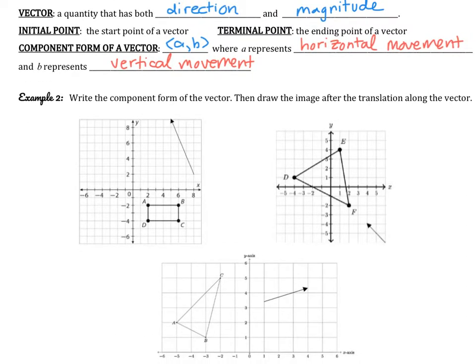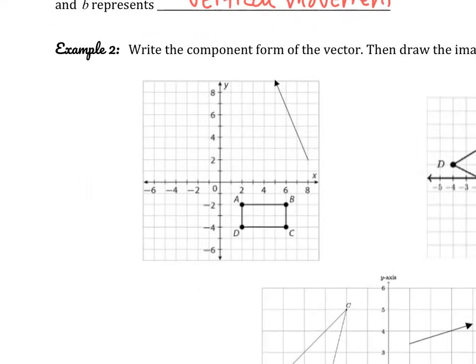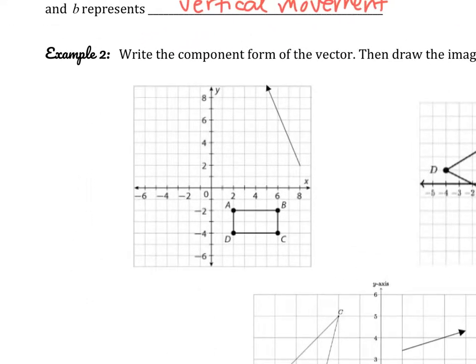So in example 2, we're going to look at 3 different sub-examples. We're going to write the component form of the vector we see, and then we're going to draw the image after the translation along the vector. So again, this is going to be the initial point, and we call this the terminal point. So essentially, I'm just going to count my horizontal movement. So I can see that I moved to the left 3, and then I moved up 1, 2, 3, 4, 5, 6, 7. So that means the component form of my vector is -3 because I went to the left 3, and then +7 because I went up 7.